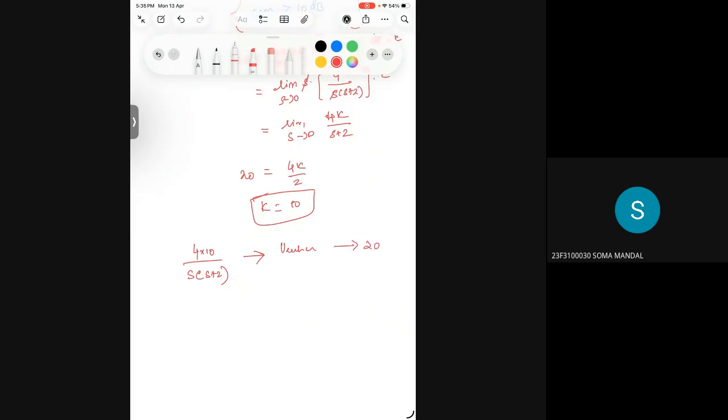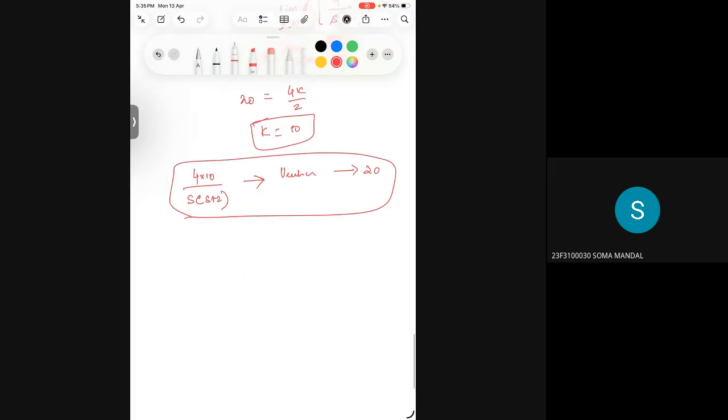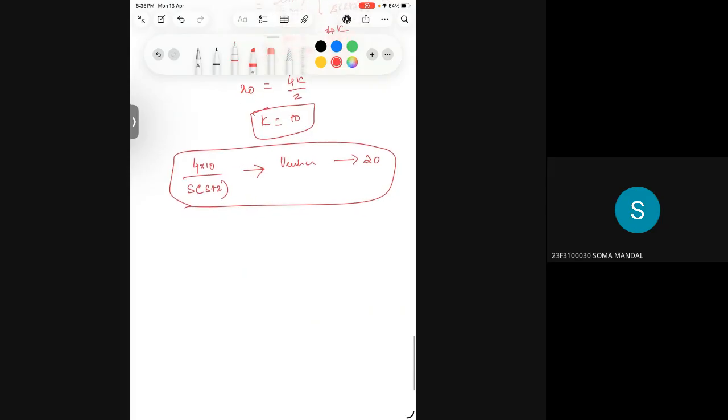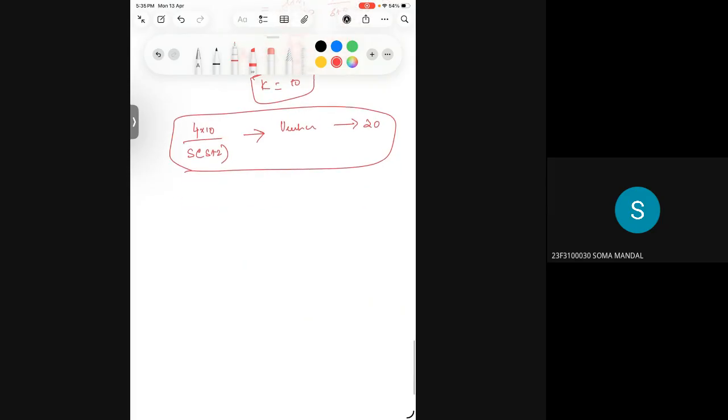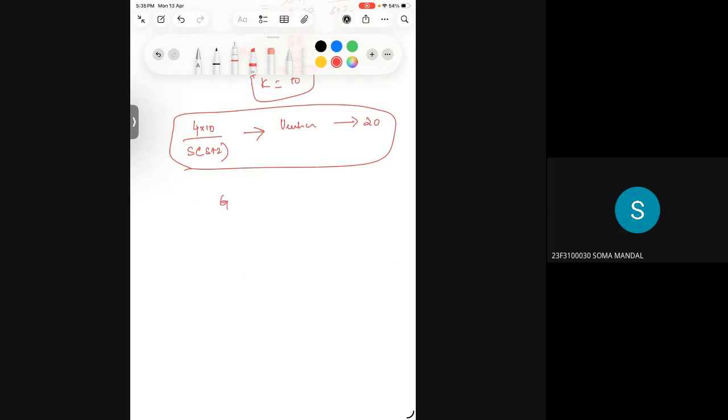That's what the meaning behind this calculation. Okay, first we have found how my system should start with. So I am rewriting my system. My entire G(s) will be 40 divided by s into (s plus 2), instead of 4 by s into (s plus 2). Now, fine.